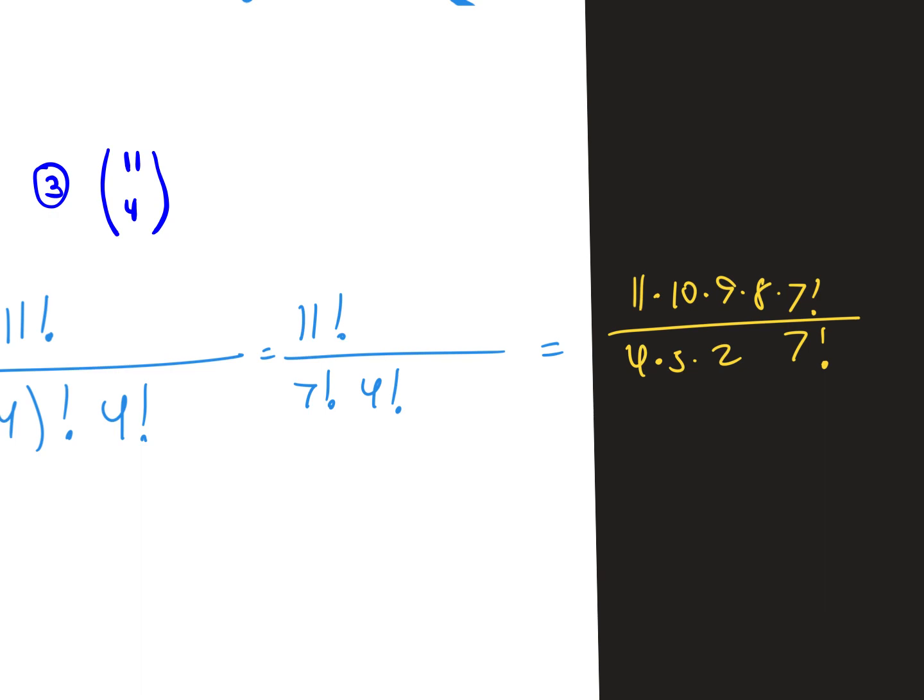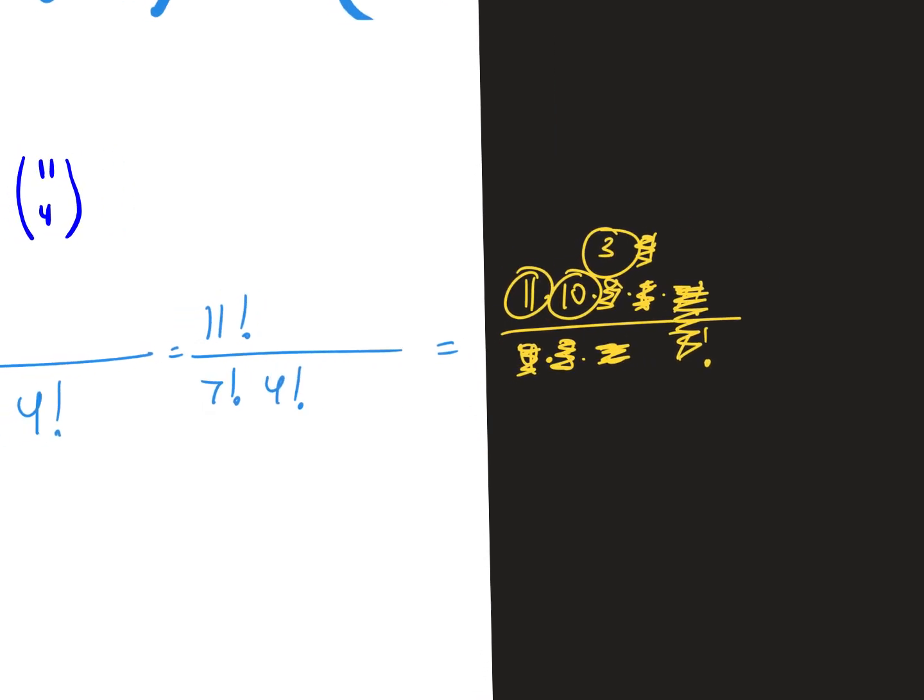Do I have to write the 1? No. Make sure you see this is a 3. So my 7 factorials cancel. 2 goes into 8 how many times? 4. 3 goes into 9 how many times? 3. And 4 goes into 4 once. So I have 11 times 10 times 3, which is what? 330. That's it.